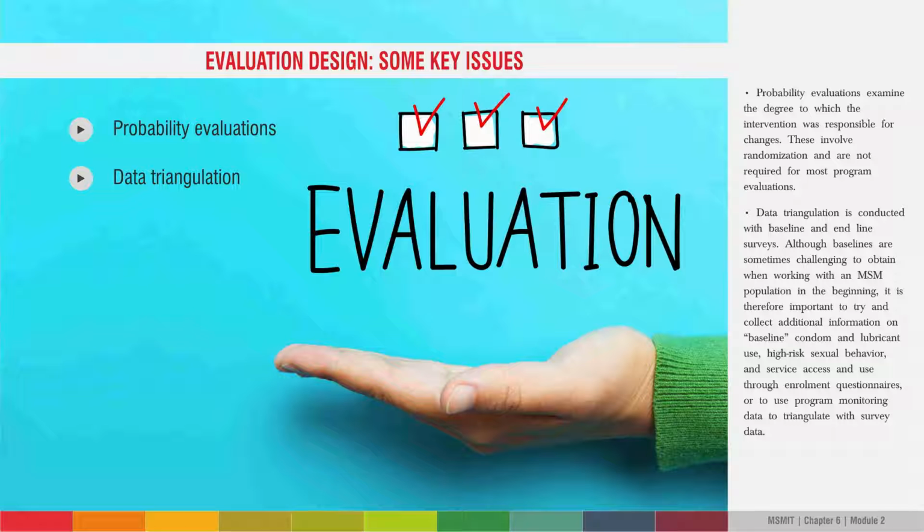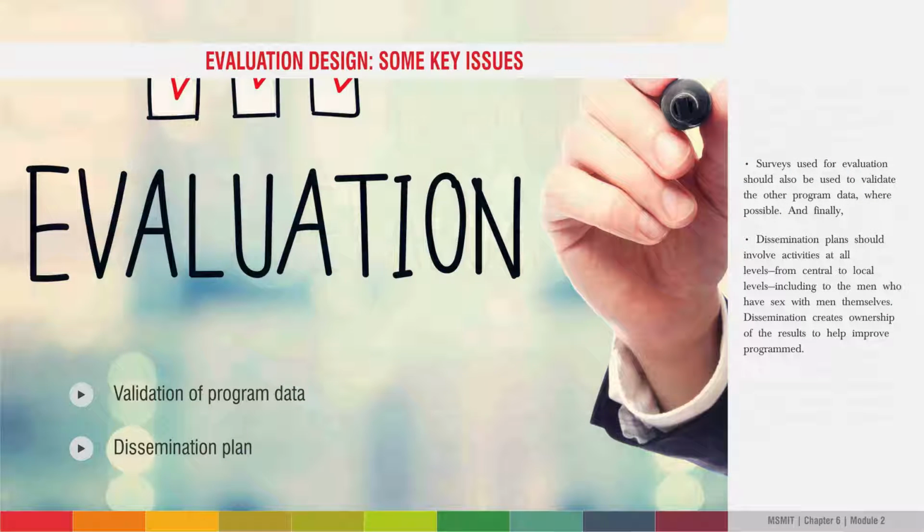Data triangulation is conducted with baseline and end-line surveys, although baselines are sometimes challenging to obtain when working with an MSM population in the beginning. It is therefore important to try and collect additional information on baseline condom and lubricant use, high-risk sexual behavior, and service access and use through enrollment questionnaires, or to use program monitoring data to triangulate with survey data. Surveys used for evaluation should also be used to validate the other program data where possible.